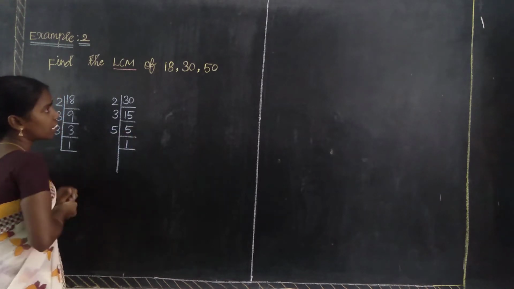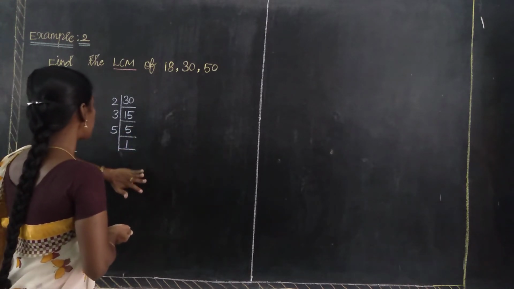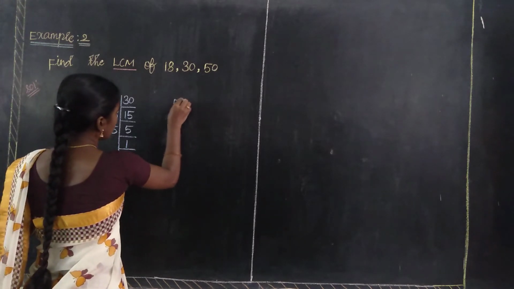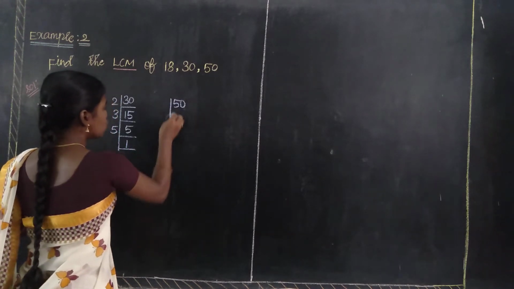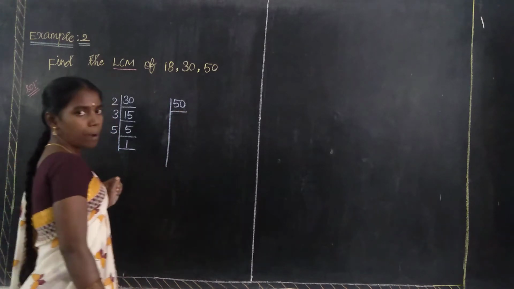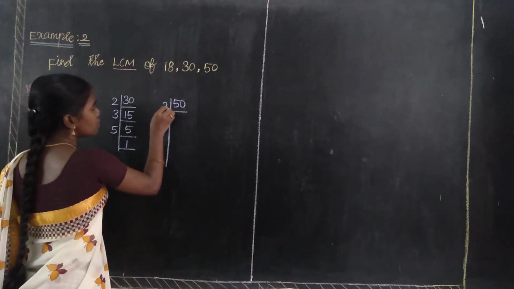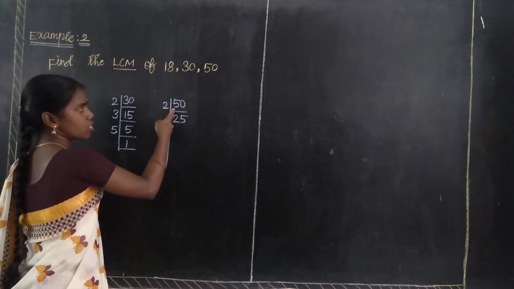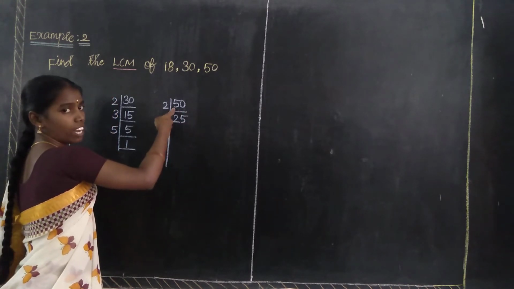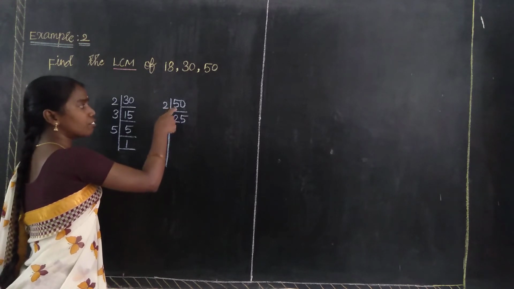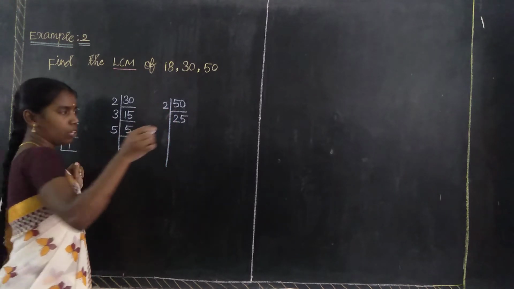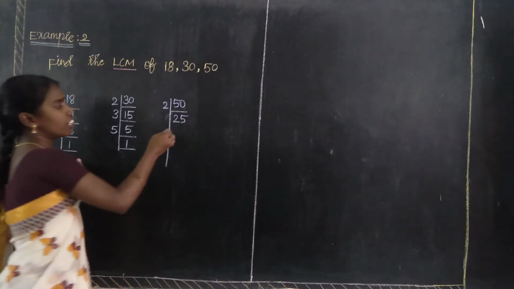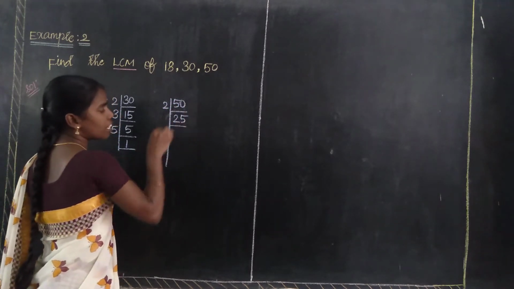1 five is 5. Next, you consider the third number, which is 50. Then the last digit is 0, so it's divisible by 2. Then how many times? 25 times divisible by 2. First you find this out. First number you consider this: 2 twos are 4. 5 minus 4 remaining 1. That is 10. That is 5 twos are 10. So 25 times.